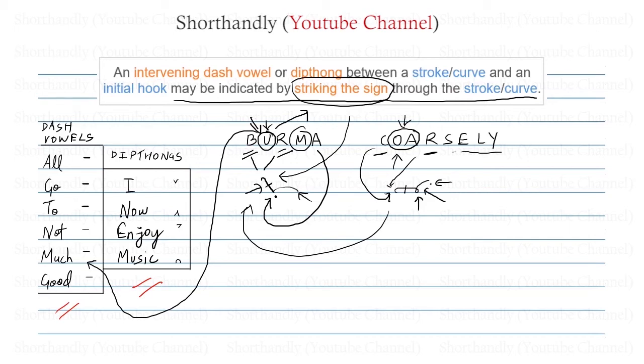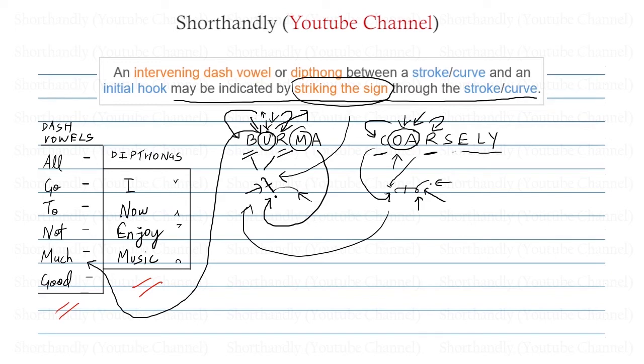So see, in both of these words, here we get the O sound, O vowel, and here we get the A sound, A vowel. Okay, so both of these vowels are in between either a stroke or a curve and an initial hook. Here also in this word Burma, this A vowel is between this B stroke and this R initial hook. Okay, so that's how we strike the sign whenever we have to represent the dash vowel or a diphthong that comes between any stroke or a curve and an initial hook. So let's take more examples.